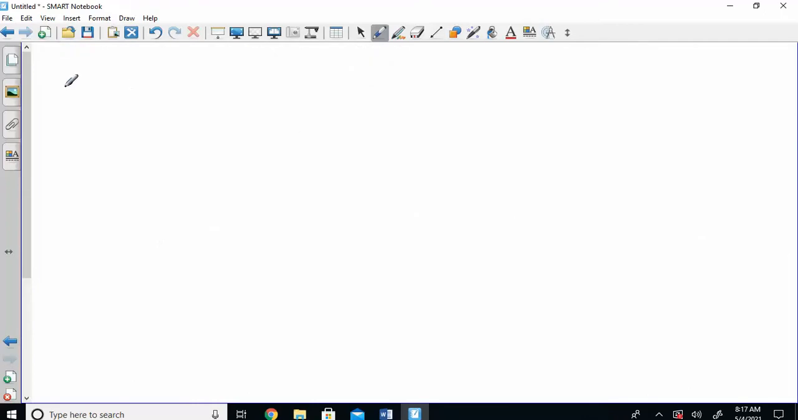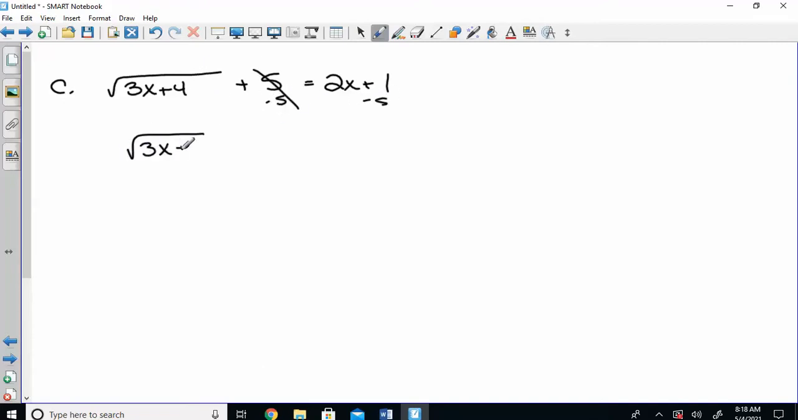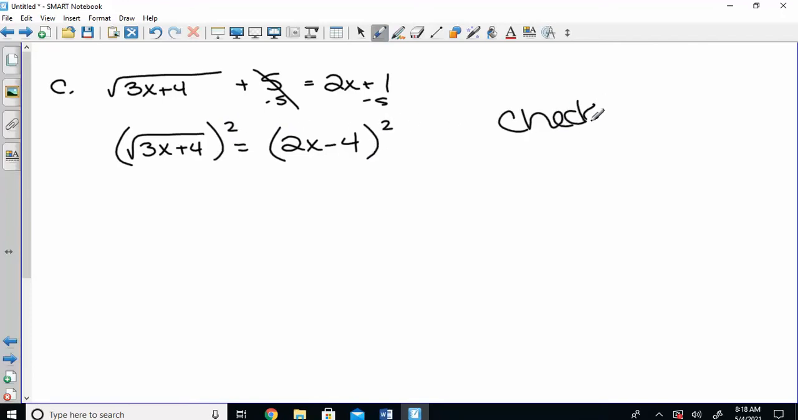Let's see. So there's a radical. First step is isolate it. So what should I do? Subtract our 5. Okay, then to get rid of a square root, we square. What am I going to have to do at the end then? Check. When I add that square, I know I need to check.